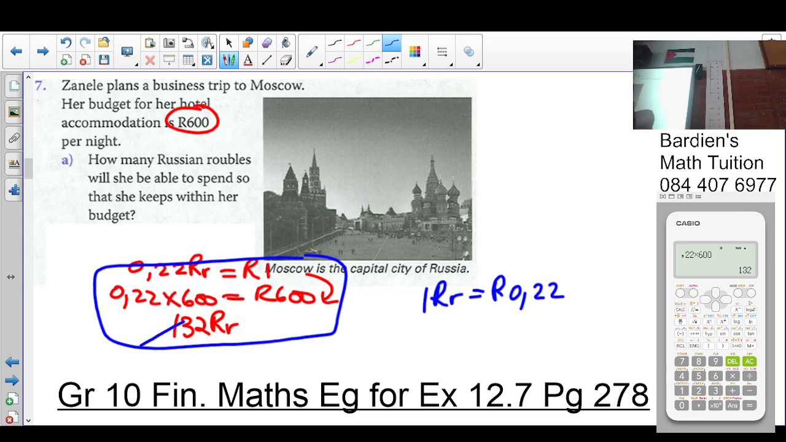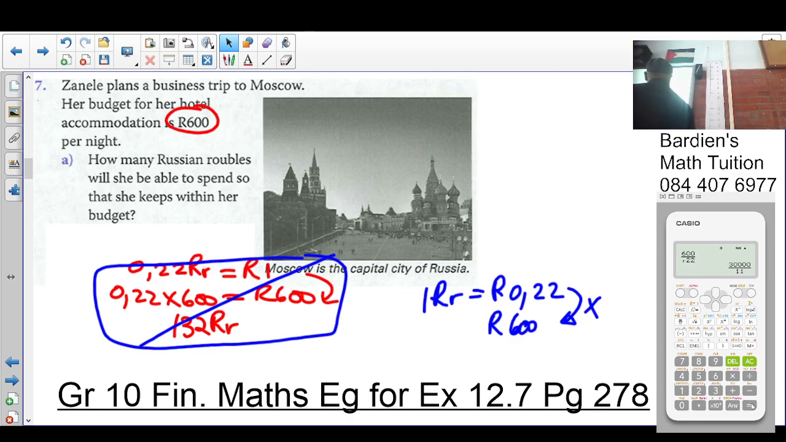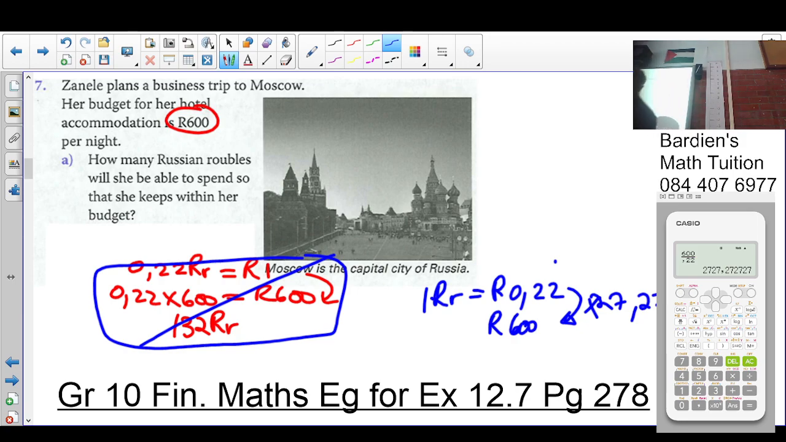So 600 rand goes under the rands. So how do I get from 0.22 to 600? You're multiplying by what? 600 over 0.22 gives us 2727,2727. So in other words, 2727 comma 27.